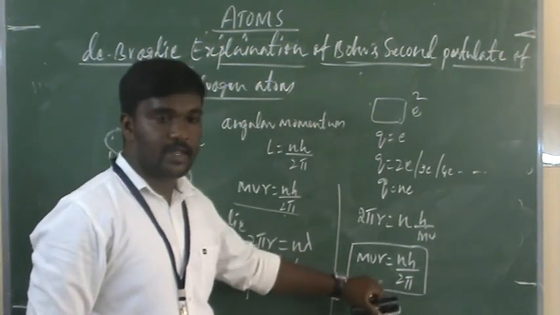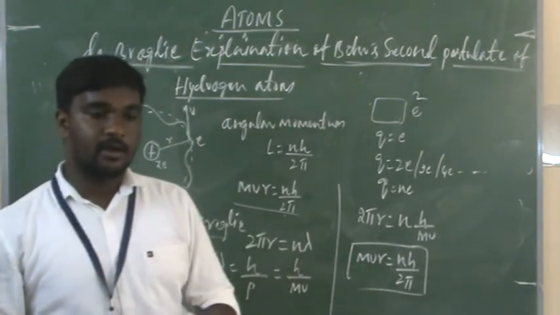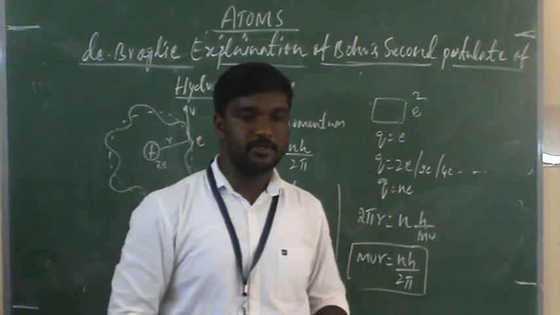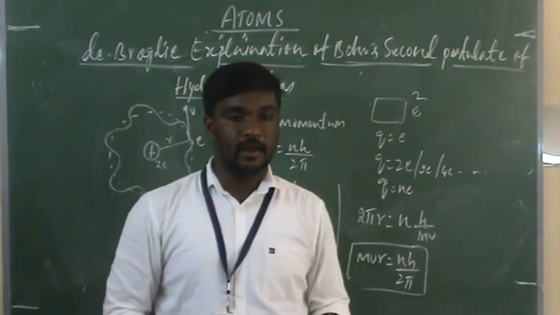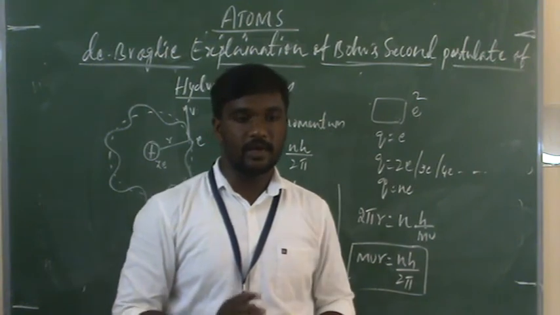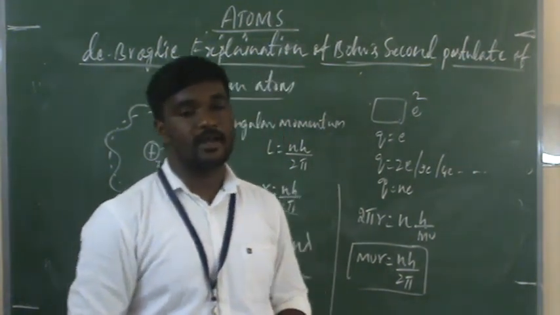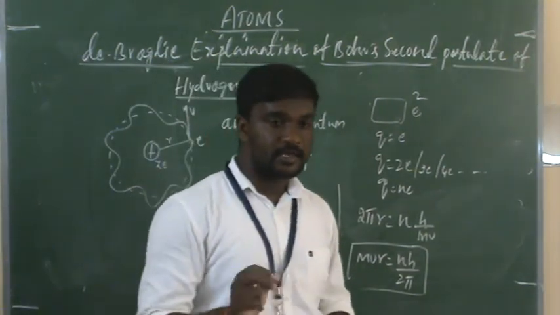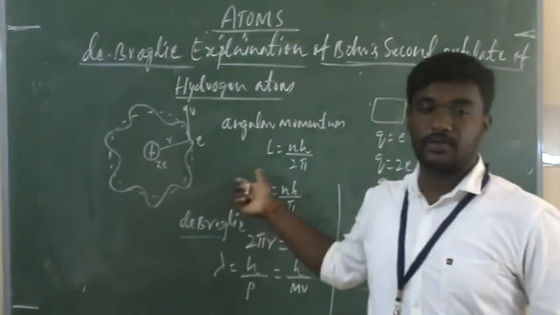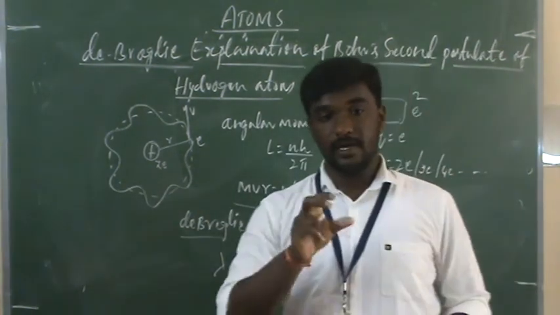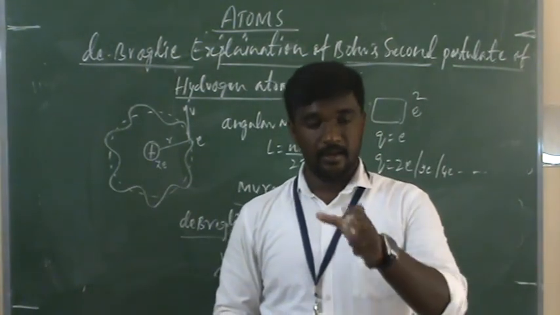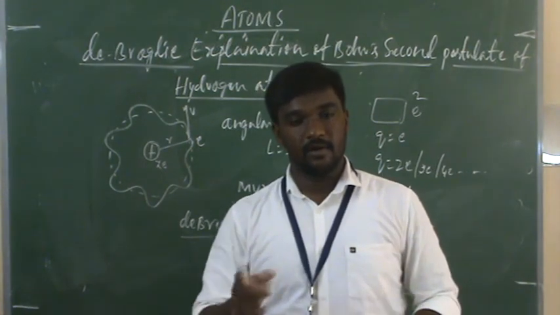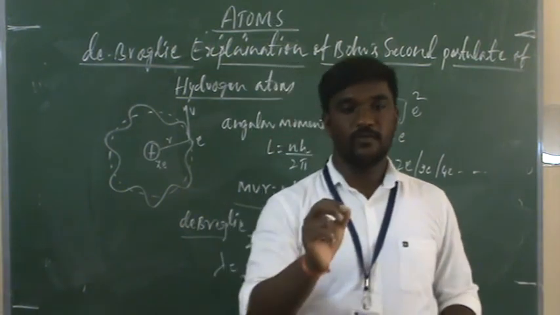Clear? Can we quickly recall? What is de Broglie's explanation of Bohr's second postulate? You know the second postulate of Bohr: for every electron revolving around the nucleus in a circular orbit, the angular momentum is an integral multiple of nh by 2 pi. So angular momentum mvr is equal to nh by 2 pi. But de Broglie said the electron has a wave nature, revolving around the nucleus in the form of a wave.